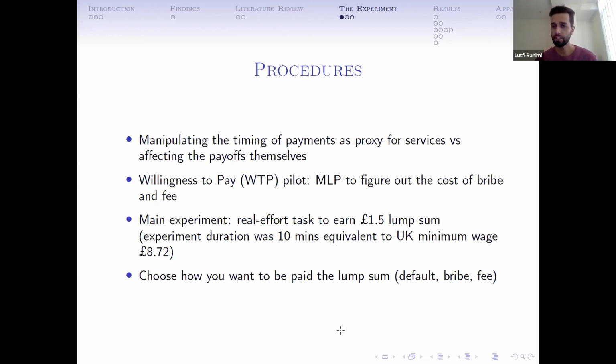So the default delivery mechanism involved 11 days of waiting. So you would choose by default, you would wait 11 days in order to receive what you have earned in this experiment.